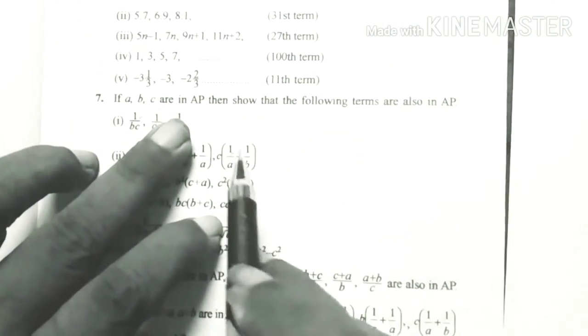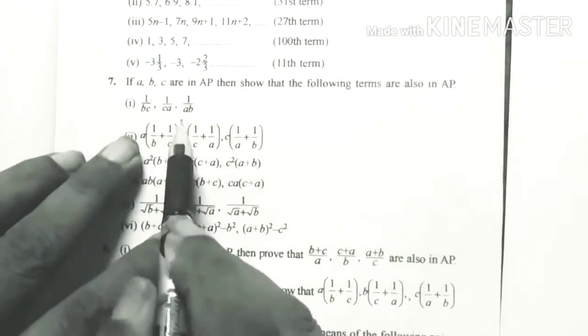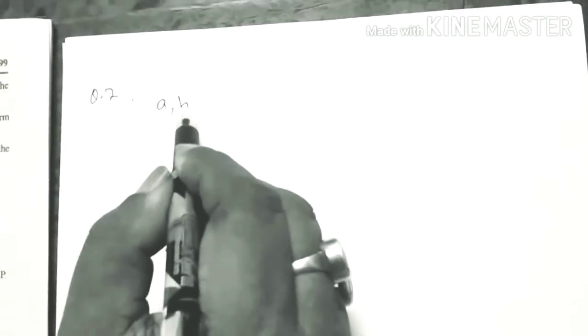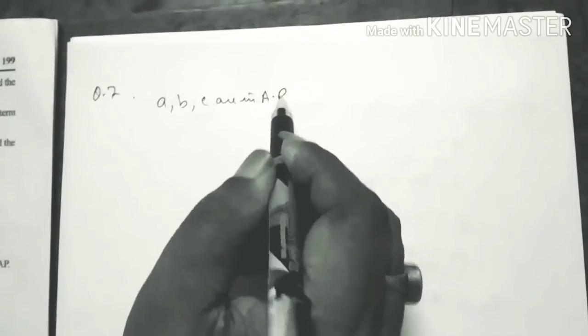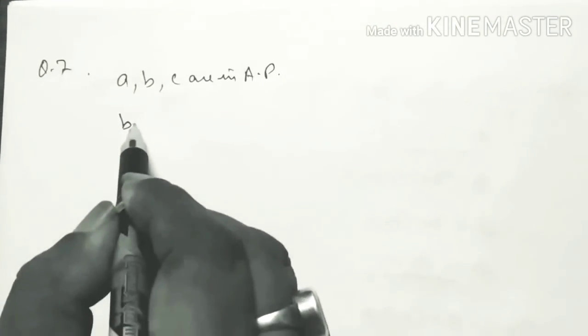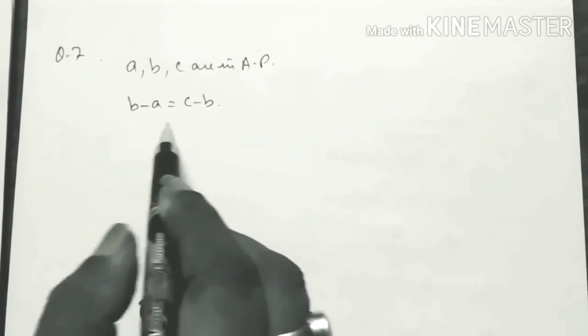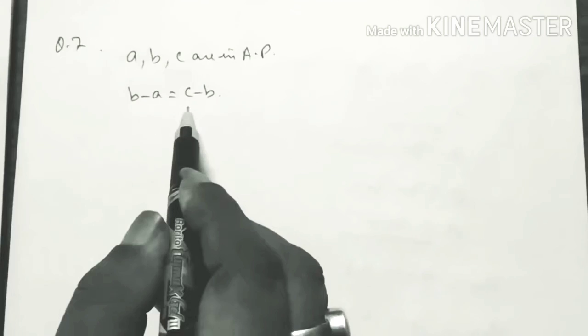Your question here is: if a, b, c are in AP, then show that the following terms are also in AP. The first question I am doing for you. It is given that a, b, c are in AP. Therefore, what is the meaning of it? The meaning of it is that b minus a is equal to c minus b. So this is the relation given to you.